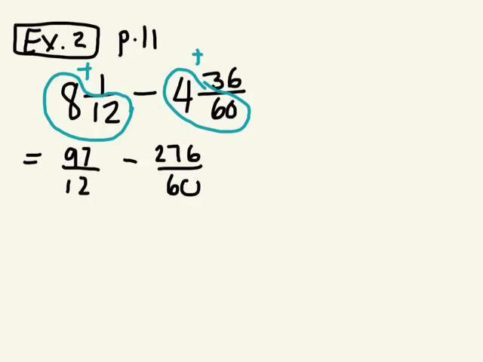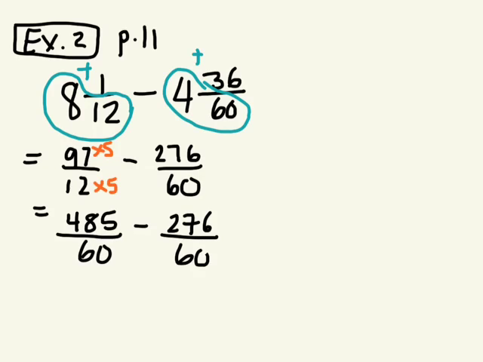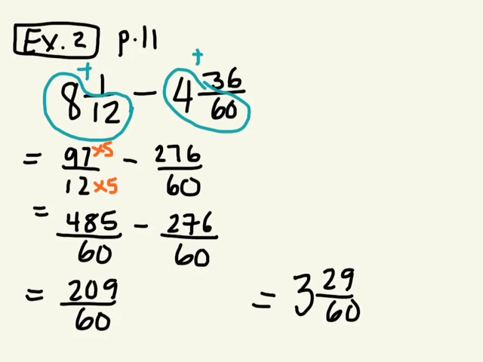276 out of 60. And we need to find a common denominator now. Okay, we can actually leave this fraction, 276 out of 60, because the common denominator is 60. So 12 times what is 60? 5. Good. 97 times 5, 485 over 60, take away 276 over 60. What's 485 take away 276? Good. Now I want you to put this in lowest terms. 3 and 29 over 60.